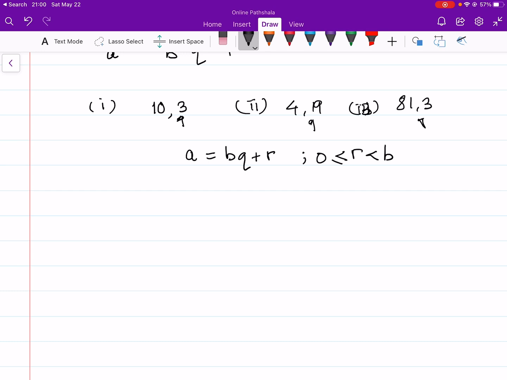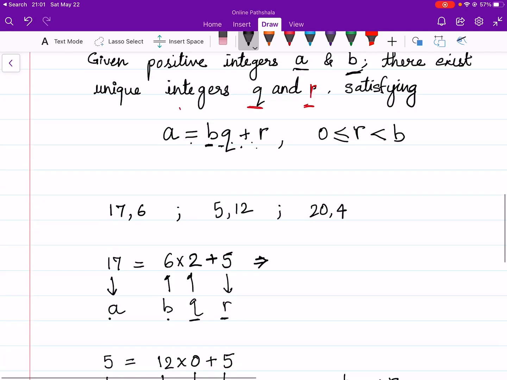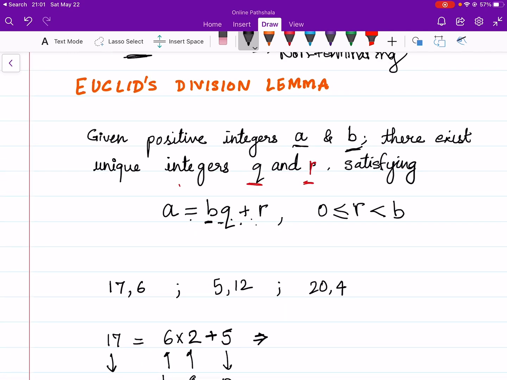Again, I just wanted to clarify that Euclid's division lemma is simply a different way of stating the long division result. It has to do with the division of two numbers. And just to summarize, the statement is: given positive integers a and b, there exist unique integers q and r which satisfy the relation a equals b times q plus r, where r is greater than or equal to 0 and less than the number b. So that is, in summary, Euclid's division lemma.